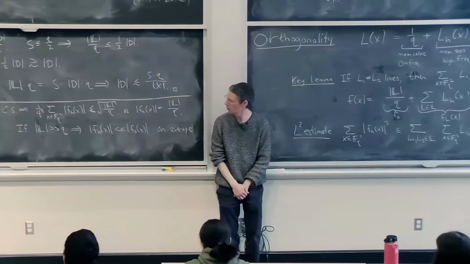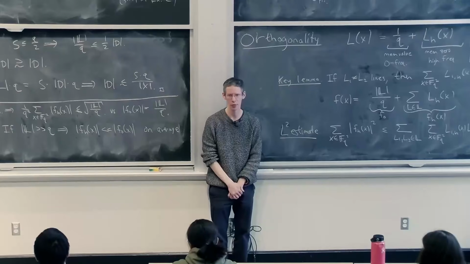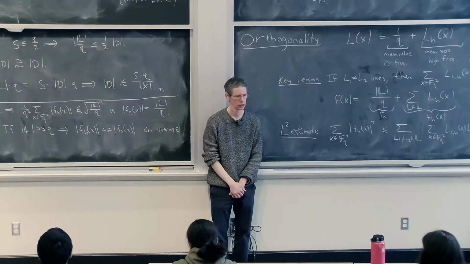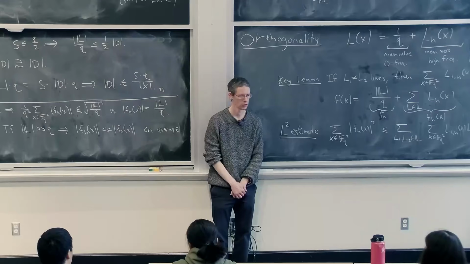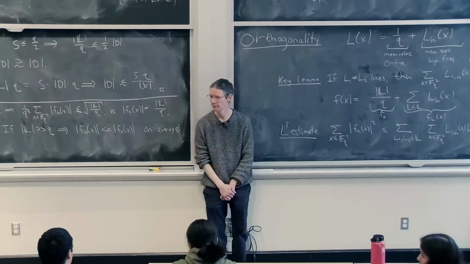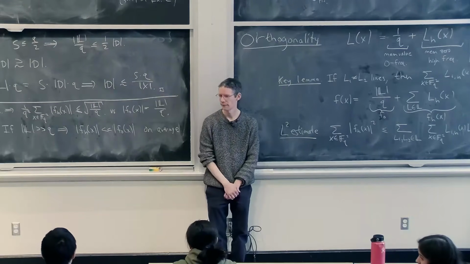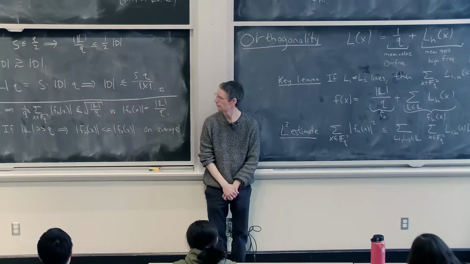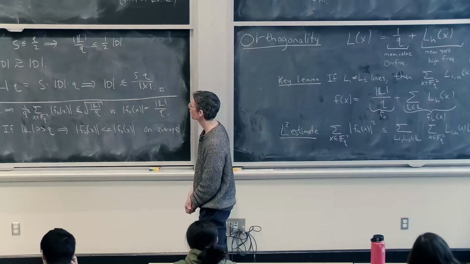OK, any questions or comments about this orthogonality proof? Yeah. Could you go over again where the inequality f_h of x is greater than 1/2 d? How you get that from the previous line?